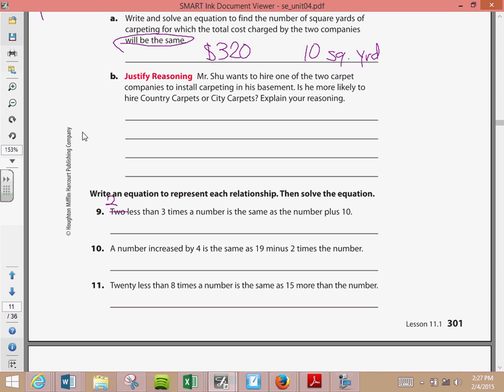Two less than 3 times a number is x, right? Is the same. What is about the same? As the number x plus 10. That wasn't hard, was it? You just have to translate it into numbers basically.